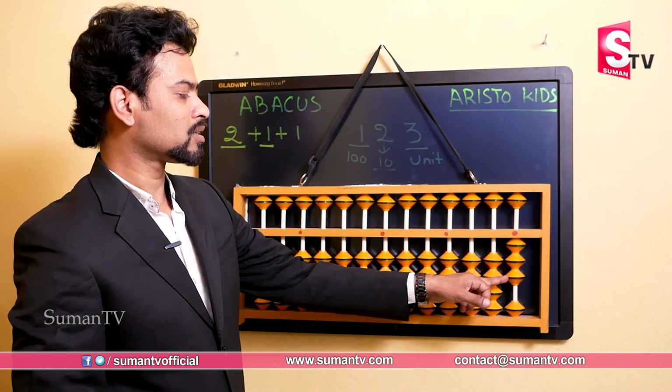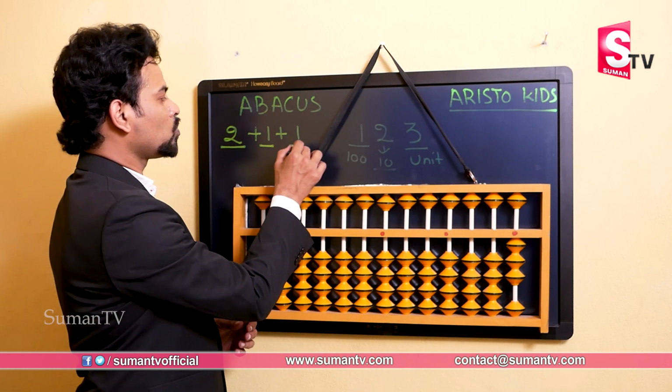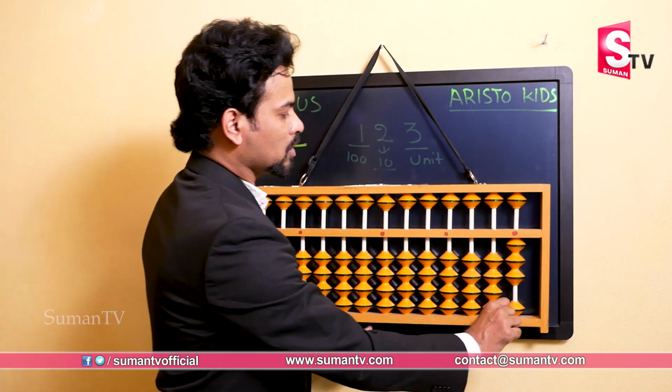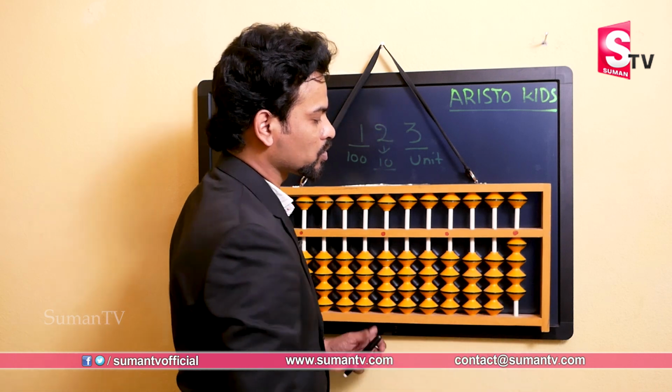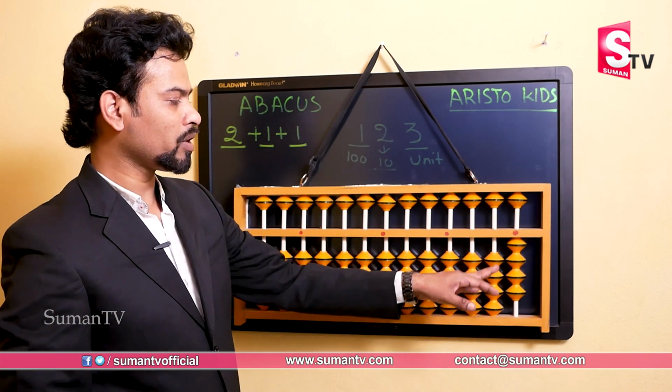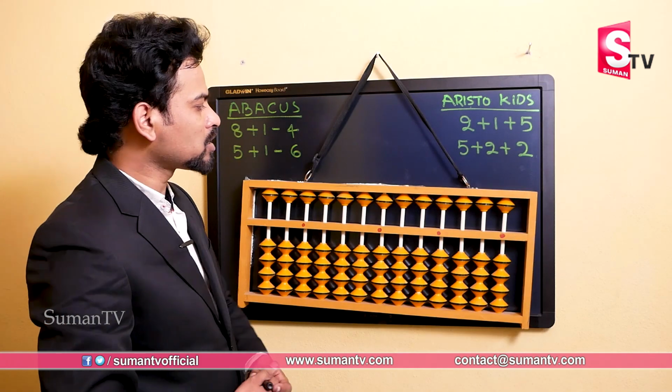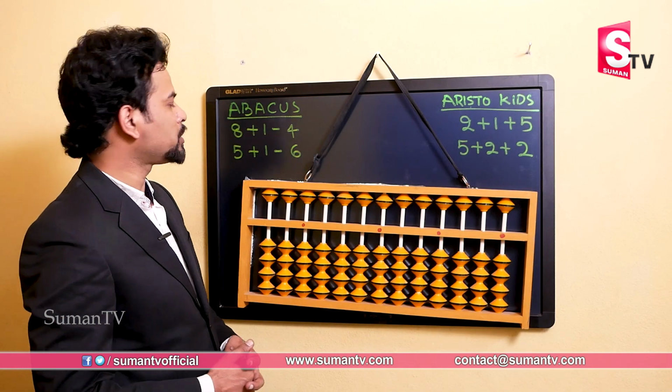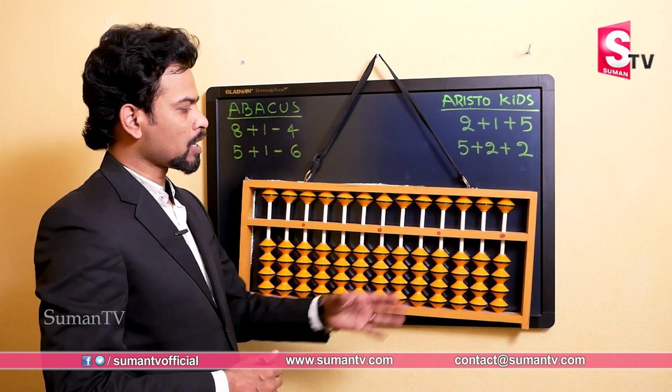So answer is 3. Again we need to do plus 1. So answer is again plus 1. So the answer is 4. So you understand how we are doing addition? Let's practice some more examples how to do addition and subtraction in Abacus.